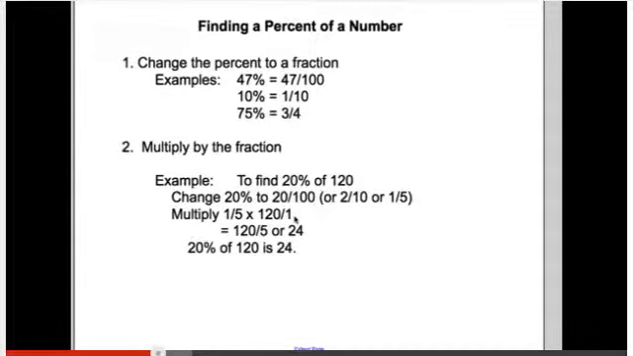I can just multiply that. 1 times 120 is 120. 5 times 1 is 5. So I get 120 over 5. And if I simplify that, it equals 24. So 20% of 120 is 24. It's just like doing fraction multiplication once you change that percent into a fraction.